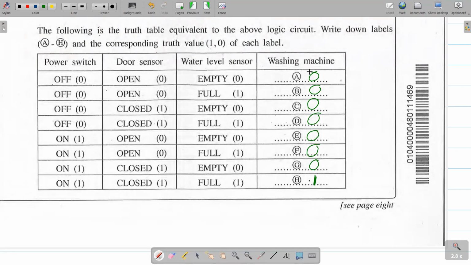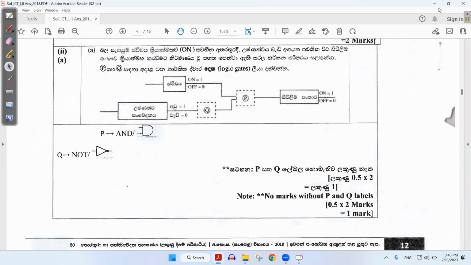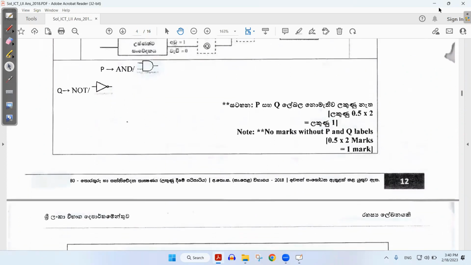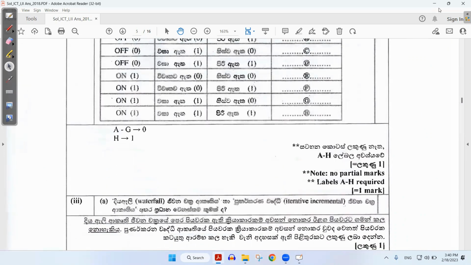Right? So the marking scheme says for P, either you have to draw it or you have to write the name, and Q as well. And then this is the way they fill the blanks in the second question's B part. A to G is 0, H is 1. Okay, are we clear with this?